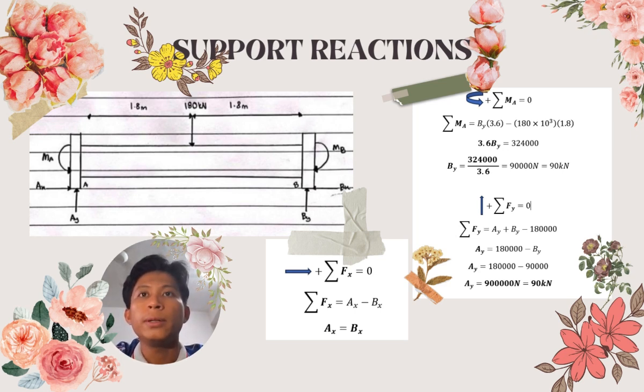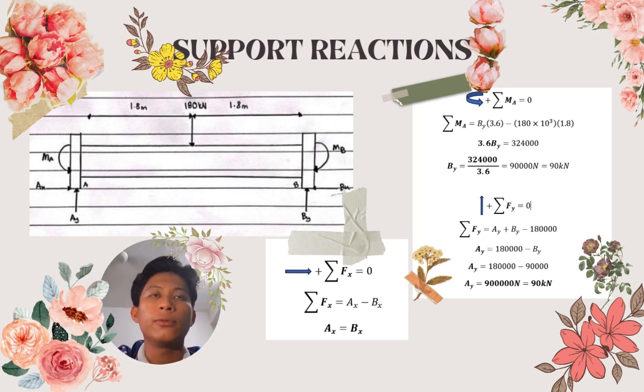For the moment at point A, we can assume that the moment at point A is equal to 0, and then we can see the force By times 3.6 meter, which is the length, minus the force from the center of the load, which is 180 kN, times 1.8 meter. Then we get By equal to 90 kN.